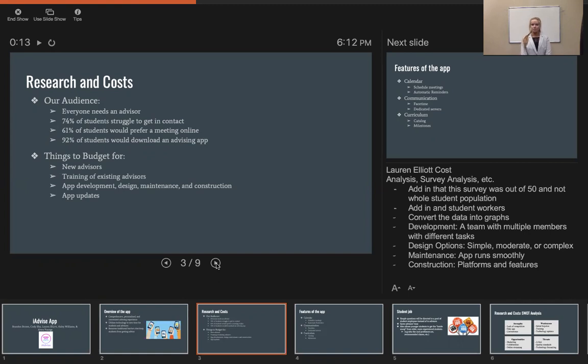Because of this successful feedback, we decided to think of some things to budget for. Some things we would need to budget for are new advisors, and training of existing advisors because we've never used this technology before. We would also need a budget for app development, creating a team that would design the app, keep the app in maintenance, and keep constructing the app and moving on.